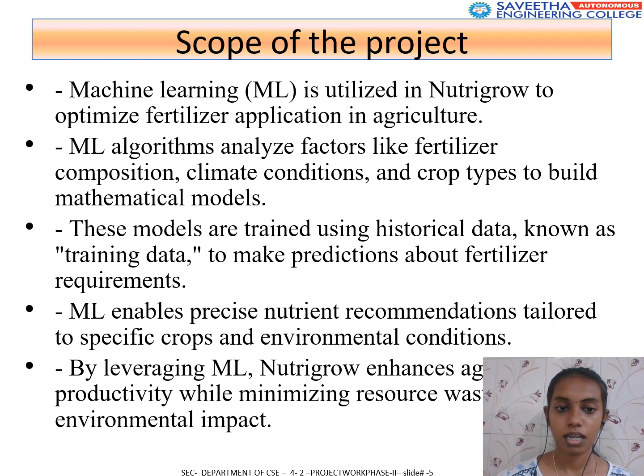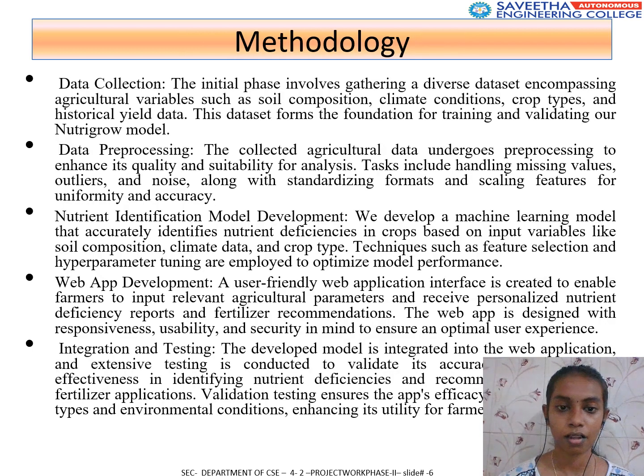Scope of the project. Machine learning is utilized in Nutrigrow to optimize the fertilizer application in agriculture. The machine learning algorithm used analyzes factors like fertilizer composition, climate condition, and crop types to build mathematical models. Machine learning enables precise nutrient recommendation tailored to specific crops and environmental conditions.